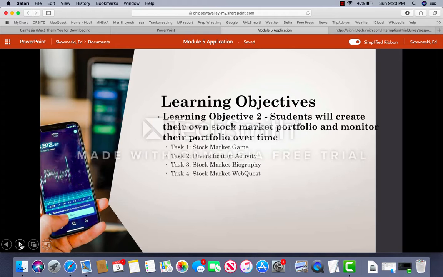The second part of this will be the diversification activity, where students have to plan a diversified portfolio. That is, finding different companies in different sectors of industry. The third part will be stock market biographies, where students have to write a paragraph on each company that they decide to invest in. And students will have a stock market web quest, where they're using different websites to find answers for questions.